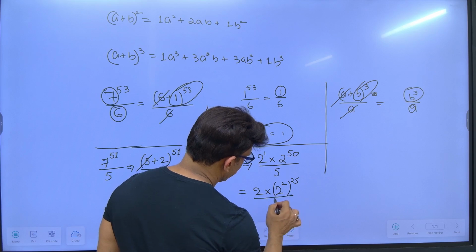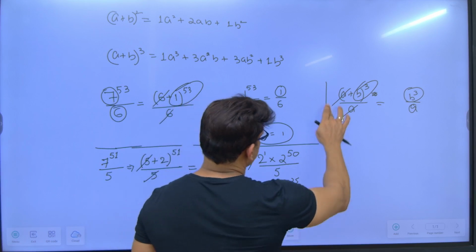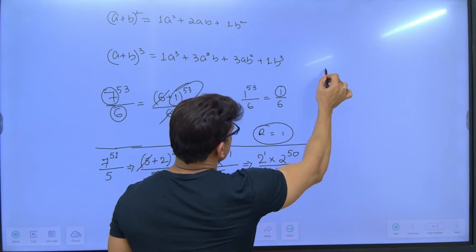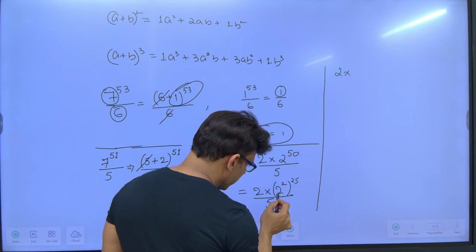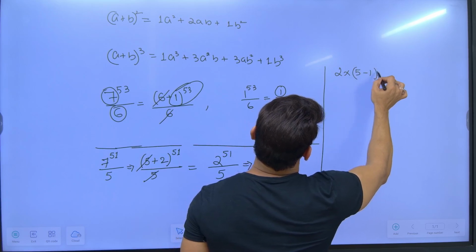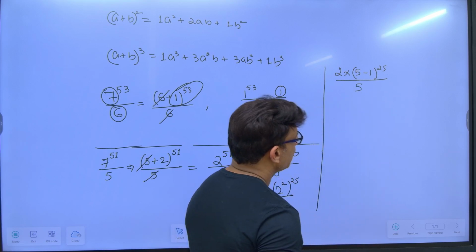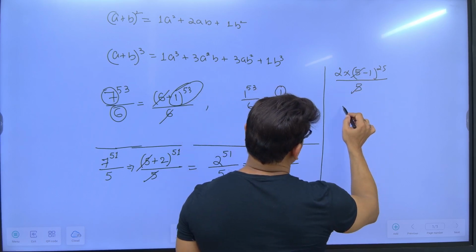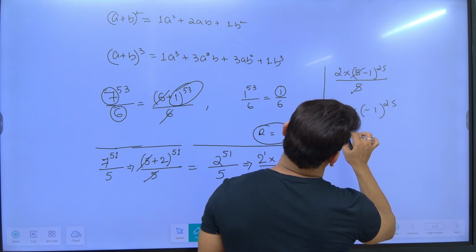25 by 5. That means I am doing binomial again and again. Binomial has to be done repeatedly in this. You will have to do all this. Then you write this 2, and you write 4 as 5 minus 1 raised to the power 25 divided by 5. Now leave the 2 aside for a while. This 5 will cancel all integral multiples of 5 and the remainder is 2 into minus 1 raised to the power 25 divided by 5.